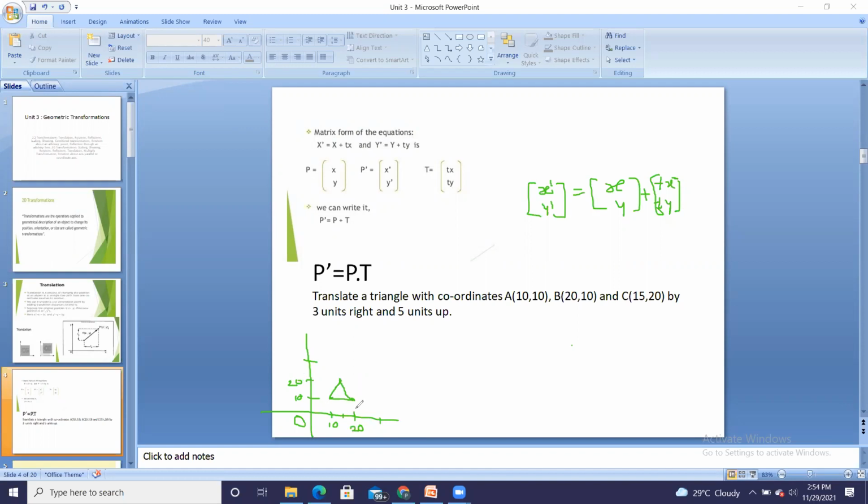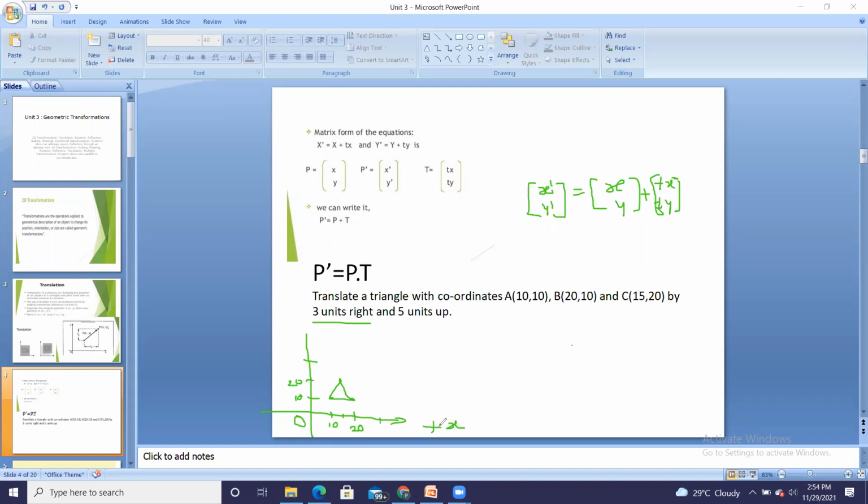Okay, so this is your original triangle. Now what is my job? I want to change it 3 units right. Right means I want to shift it towards right. Right means what? In the increasing order of X.